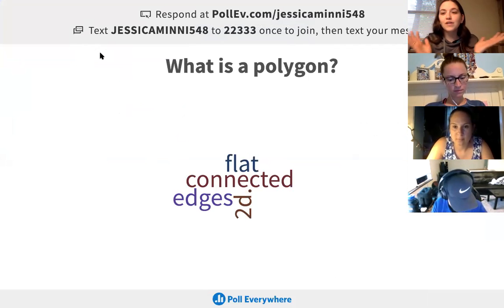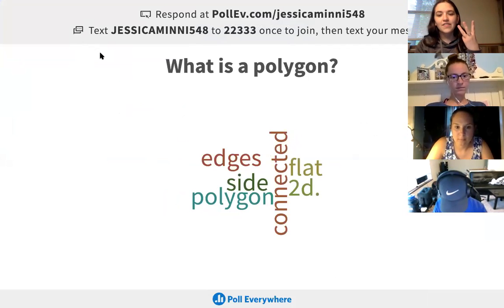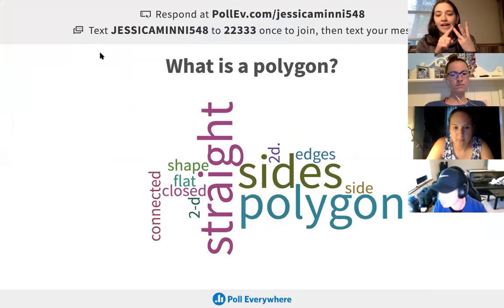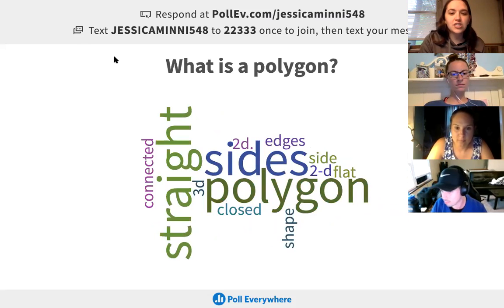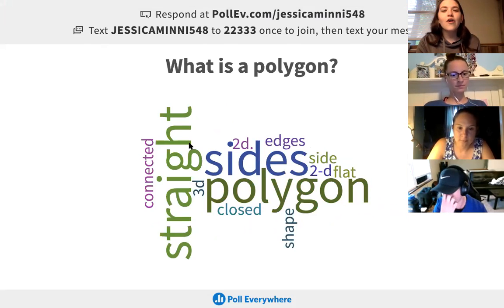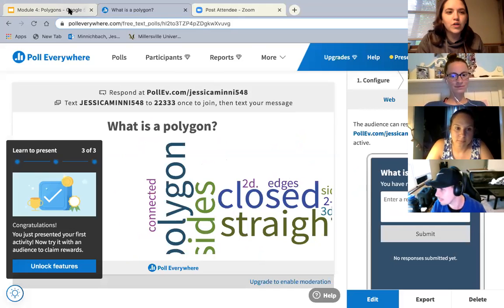Awesome. Great job, everyone. So you're highlighting all of the 3 characteristics that we learned, that these are straight sides, they are all connected, and it's a 2D shape. Oh, great. I love how someone put the word polygon nice and big for our word scramble. Awesome, friends. This would be a great slide. I will post this picture later for us to have in our Google Classroom.